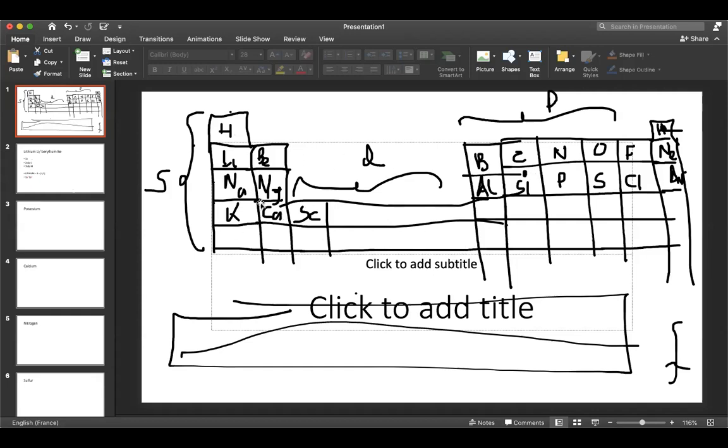Now, when you're doing the configuration, you can use a periodic table, but it's going to take time for you. You go to the periodic table and do it. So you'll be doing this. This is the s orbit.